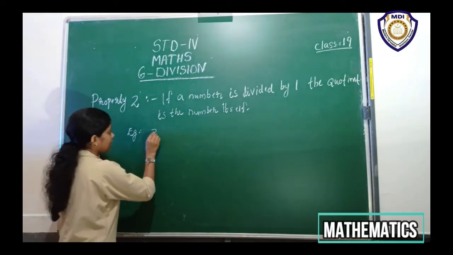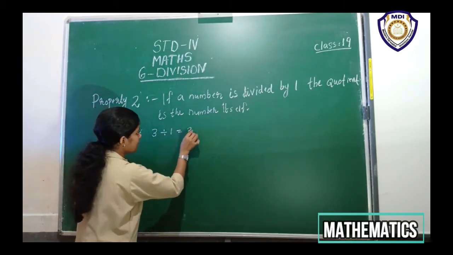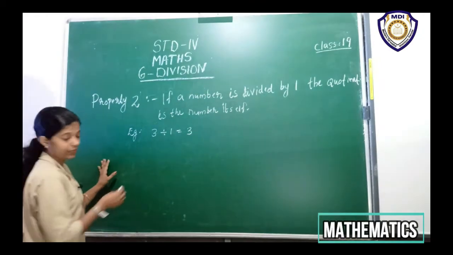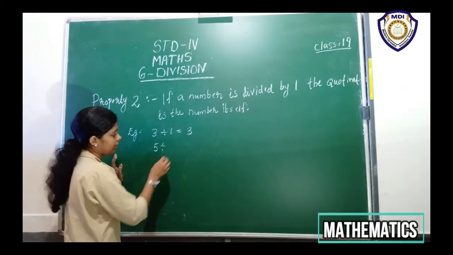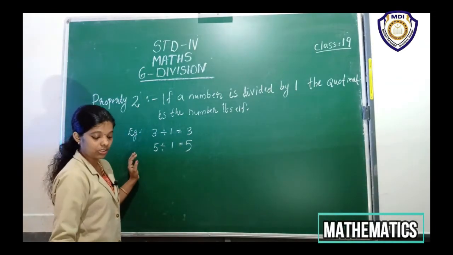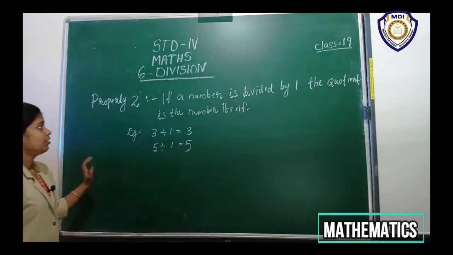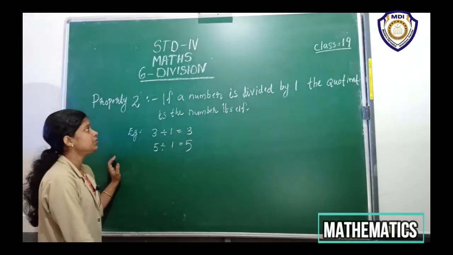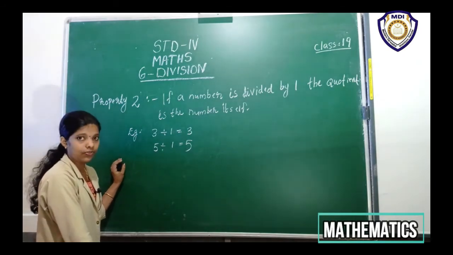Example, 3 divided by 1, we get the answer 3. Another example, 5 divided by 1 equal to 5. Okay, here property 2, if a number is divided by 1, the quotient is the number itself.